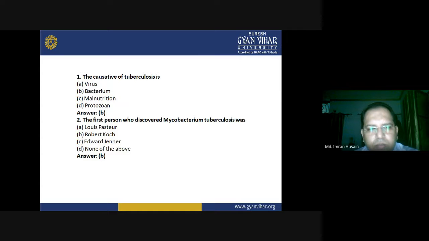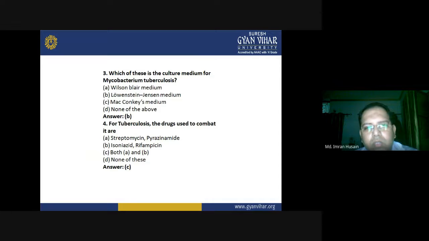So, MCQ: the causative agent of tuberculosis is a bacterium. The person who discovered Mycobacterium tuberculosis was Robert Koch. Which of these is the culture medium for Mycobacterium tuberculosis? Lowenstein-Jensen medium. For tuberculosis, the drugs used to combat it are streptomycin, pyrazinamide, isoniazid, and rifampicin.